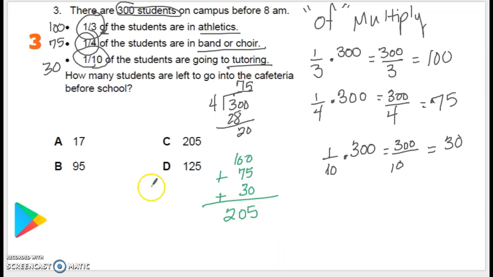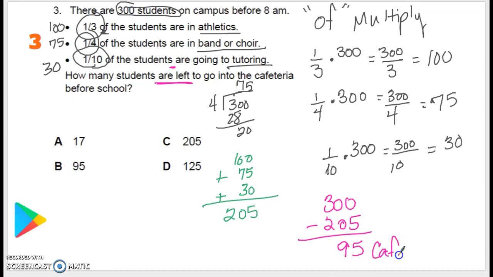If we want to know how many are left, that means we're going to subtract. So we take the 300 kids and subtract the 205 kids that have somewhere to be. That means that 95 students are going to the cafeteria. B.